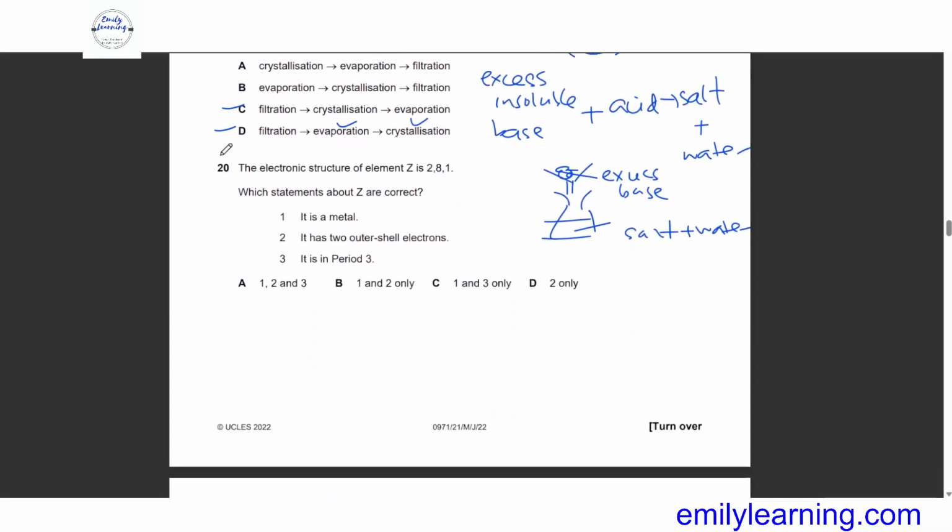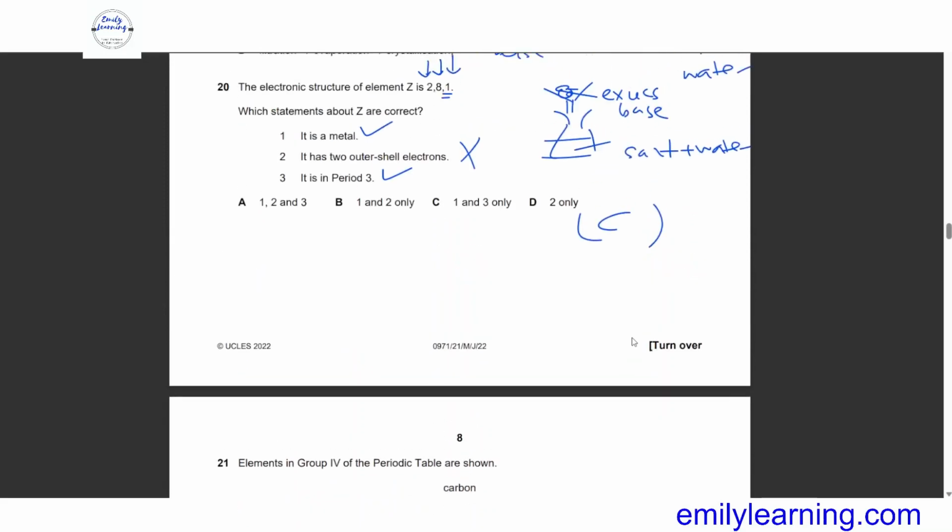Next, let's take a look at 20. The electronic configuration of Z is 2,8,1. Which statements about Z are correct? So 2,8,1, it has one valence electron, so it's in group 1, so it is a metal. It only has one outer shell electron, so this is out. It is in period 3. Let's look at the number of shells filled with electrons. 3 shells filled with electrons, so therefore it is in period 3, correct. So the answer for 20 is 1 and 3, which is C.